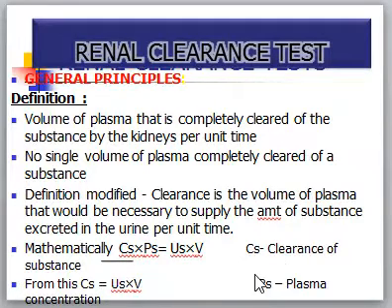So here, C is the clearance of the substance, P is the plasma concentration, and U V is the urine concentration times the volume. Okay, so this is the formula. By this formula we are going to check the clearance test.